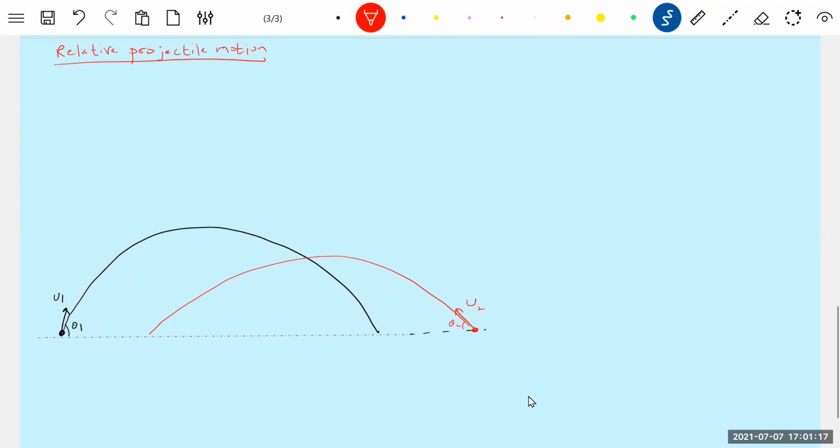At t equals 0, both the stones are projected. They need not be projected from the same height, but let's start with them projected from the same height. This one is the path of the first ball, path of one. This is the path of the second stone. At t equals 0, both are projected. My question is how to describe the relative motion.